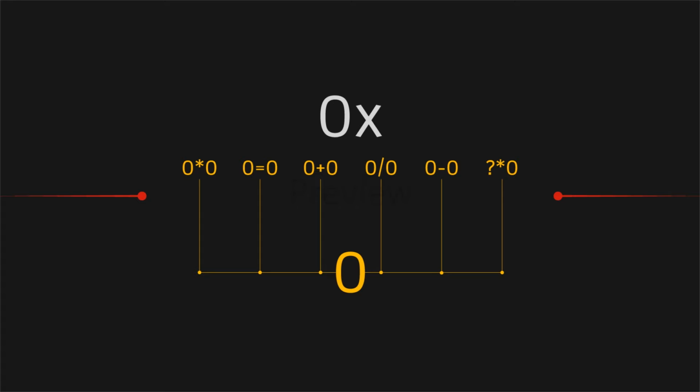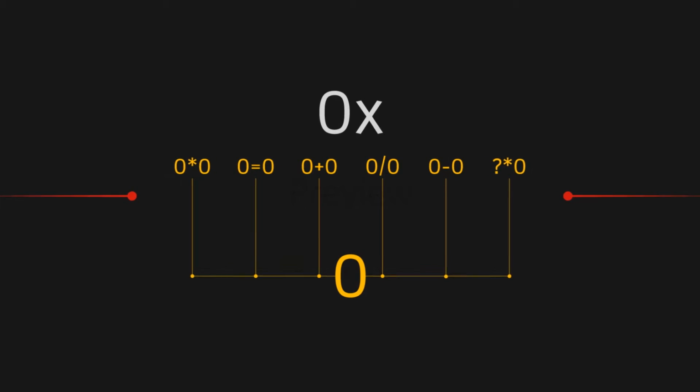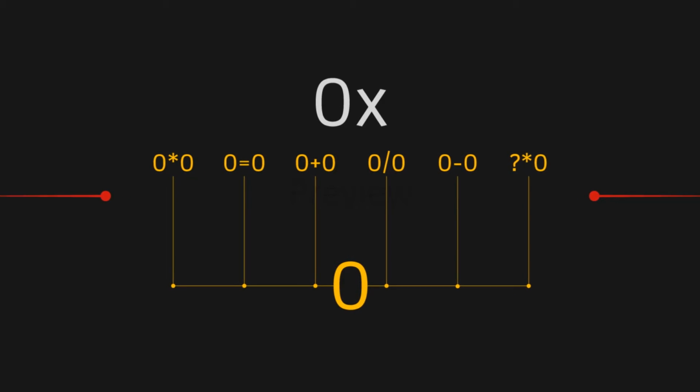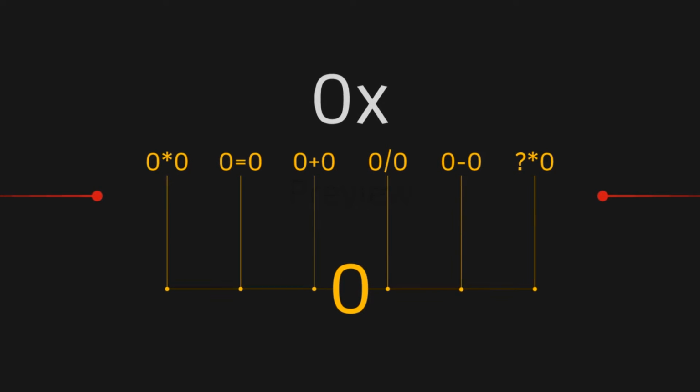0 times 0 equals 0. 0 plus 0 equals 0. 0 divided by 0, 0 minus 0, or any number multiplied by 0, they all yield 0.